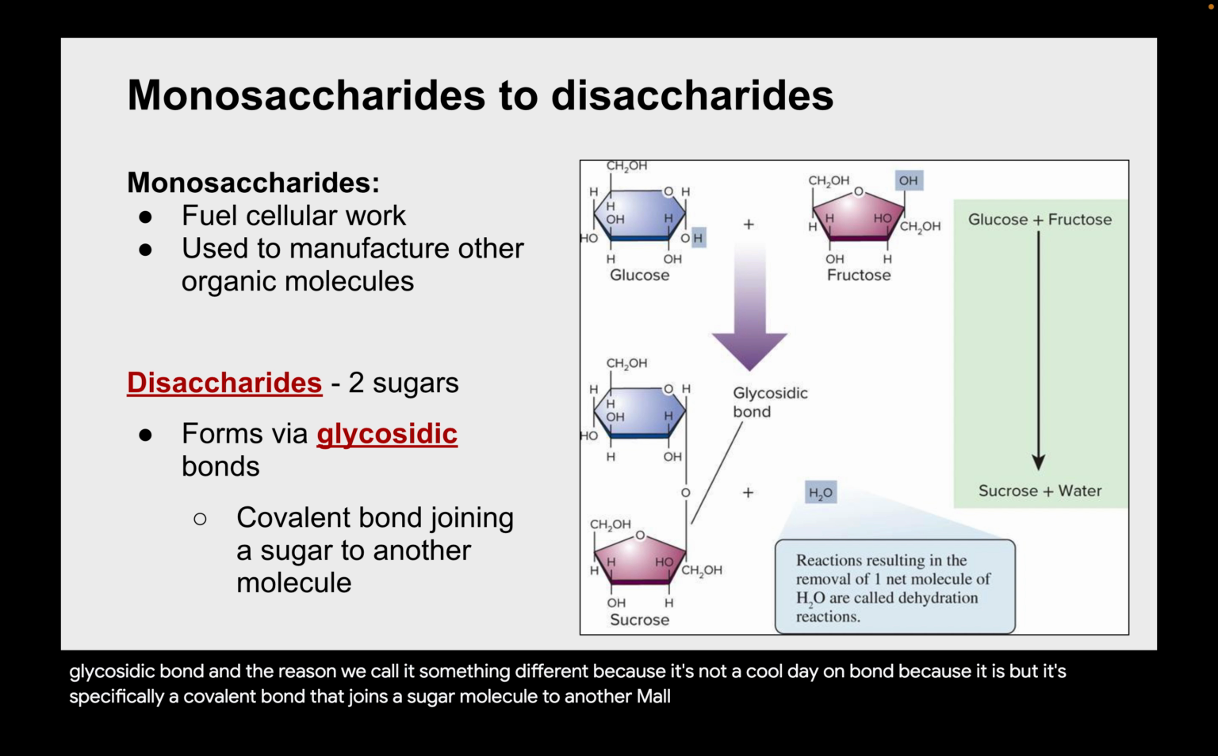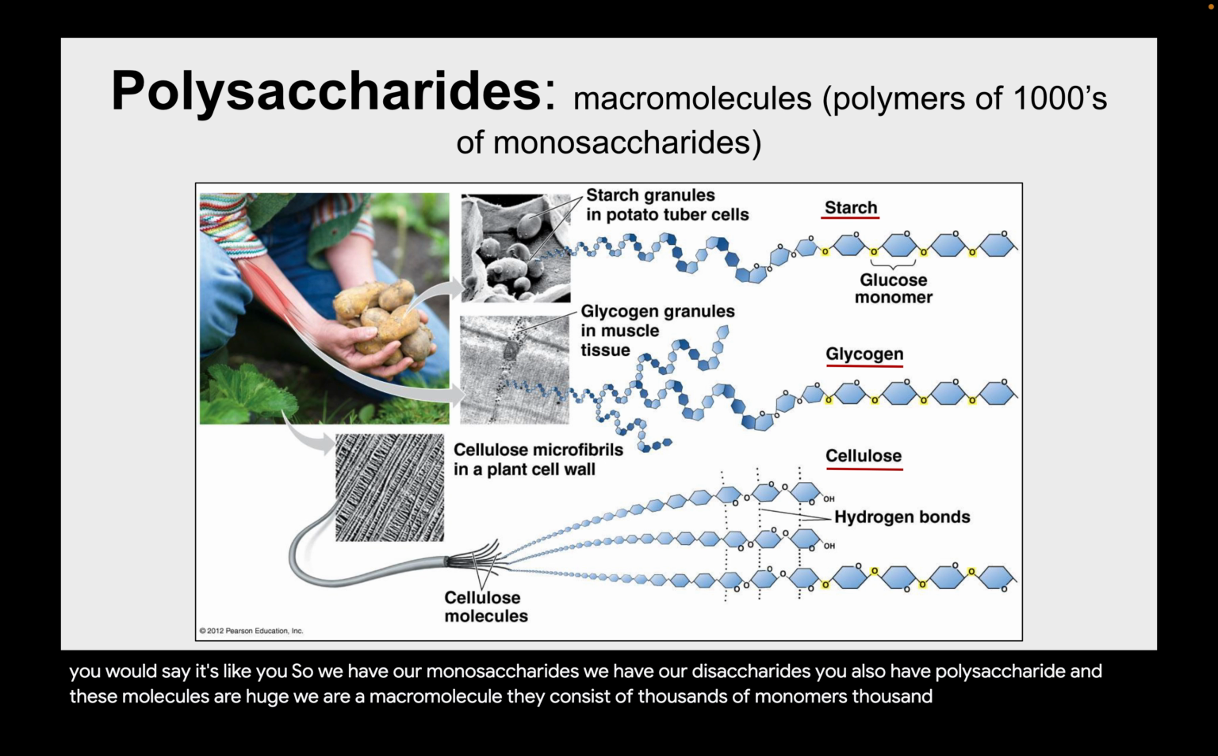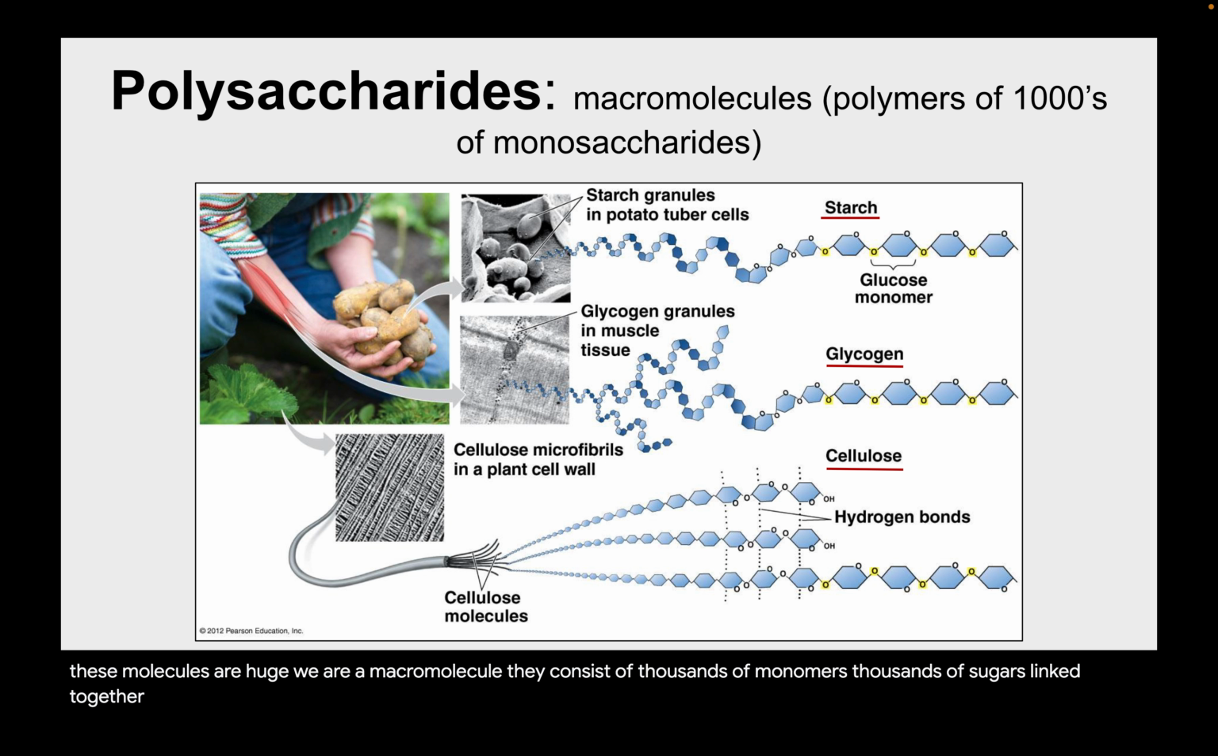All right, so we have our monosaccharides, we have our disaccharides. We also have polysaccharides. There are many different types of polysaccharides, and these molecules are huge. They are macromolecules that consist of thousands of monomers, thousands of sugars linked together. We might get polysaccharides like starches, glycogen, cellulose. They all have very specific functions.